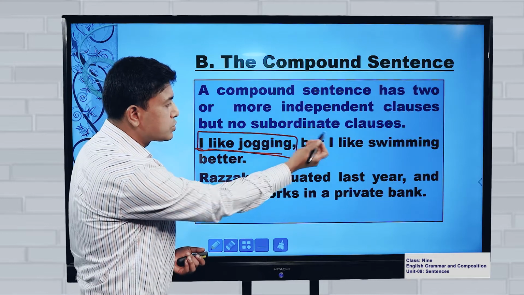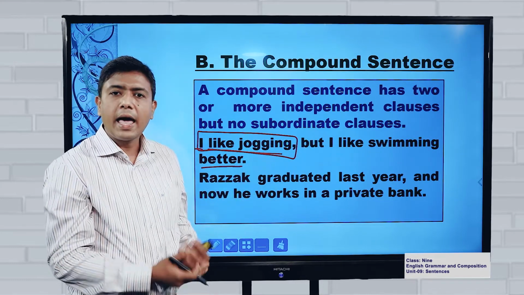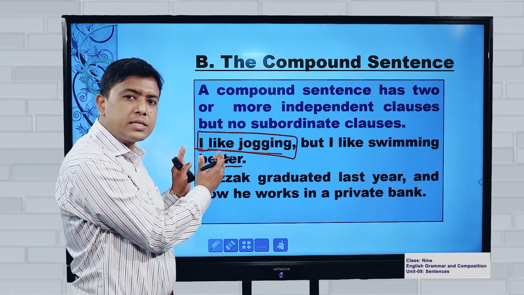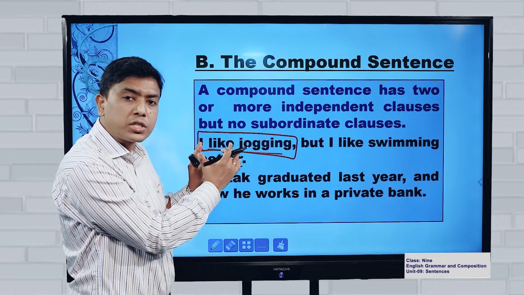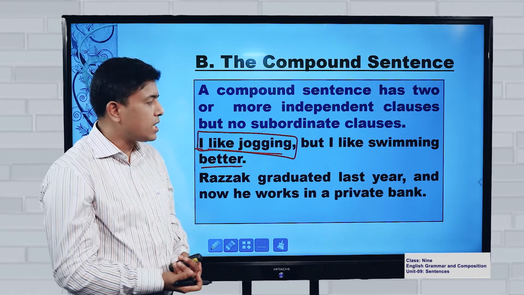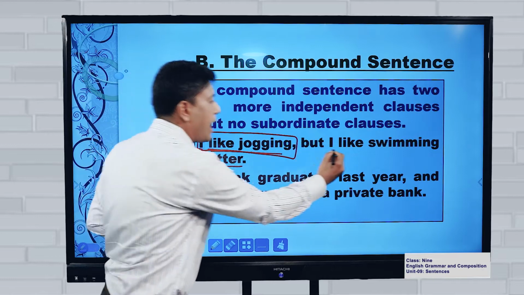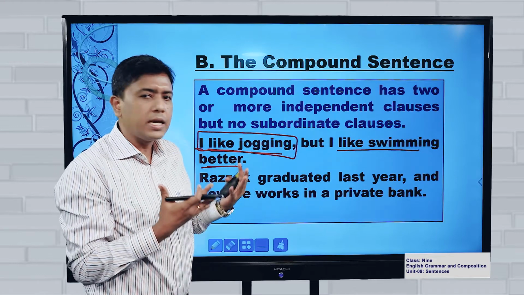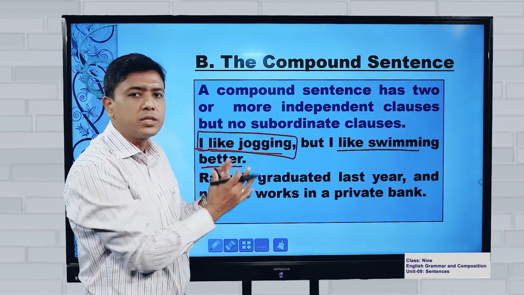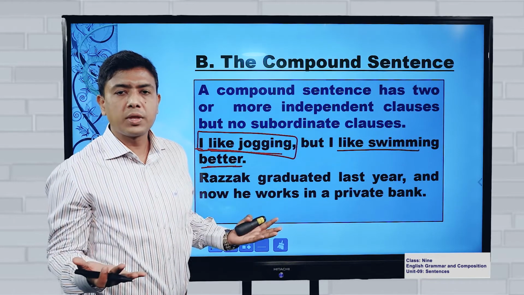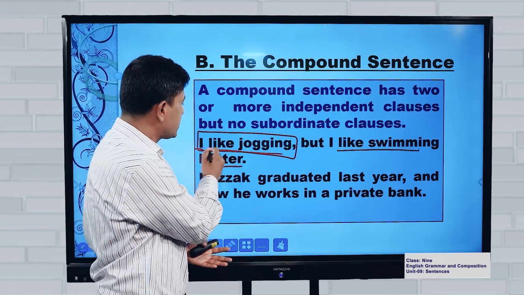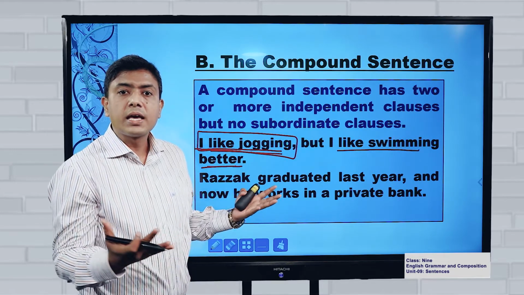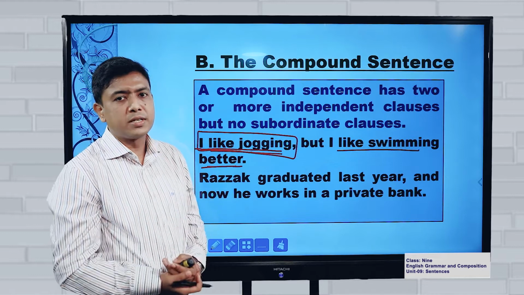We can see, I like swimming better. I like swimming better, another independent clause. If we separate these two clauses, each is going to give a complete thought, a complete idea. Therefore, this clause and this clause, giving a complete idea, being independent clauses, are part of this compound sentence, which matches with the definition. This compound sentence, I like jogging, but I like swimming better, is a combination of two independent clauses.